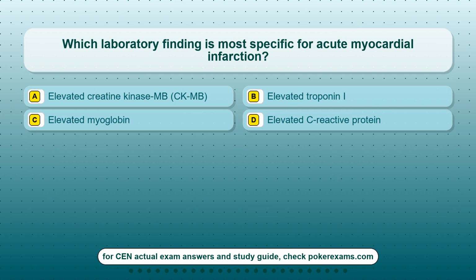Question 10. Which laboratory finding is most specific for acute myocardial infarction? Option A, elevated creatine kinase-MB, CK-MB. Option B, elevated troponin I. Option C, elevated myoglobin. Option D, elevated C-reactive protein.